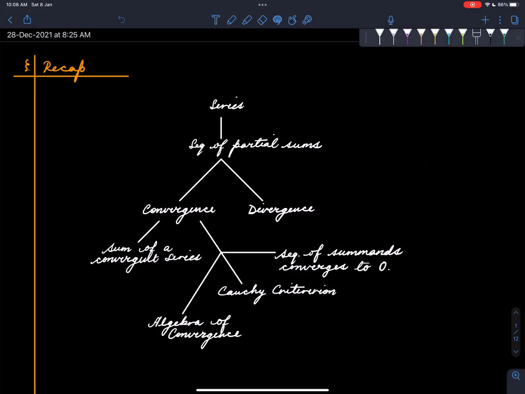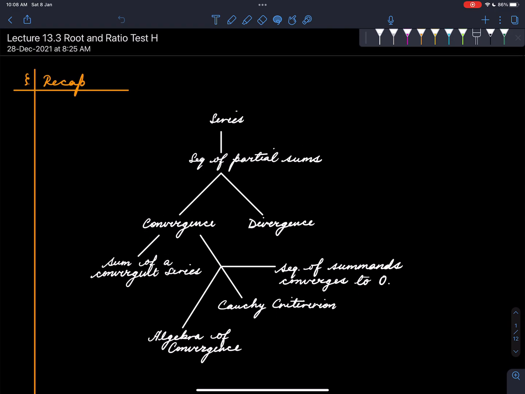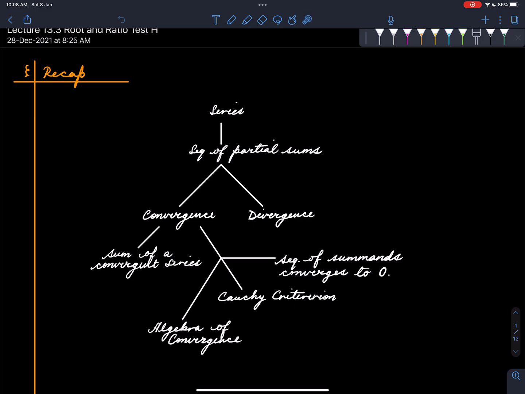Welcome to this lecture in the ongoing series of lectures in real analysis. Today we'll be looking at the root and the ratio test. Let us recall what we've done so far.